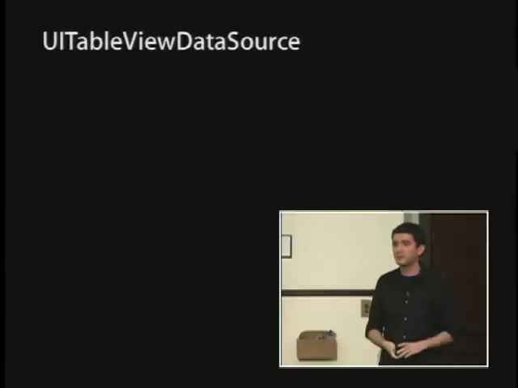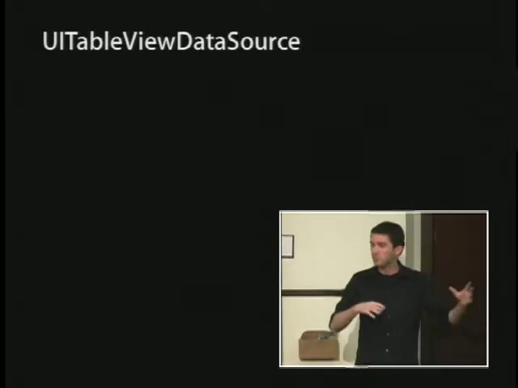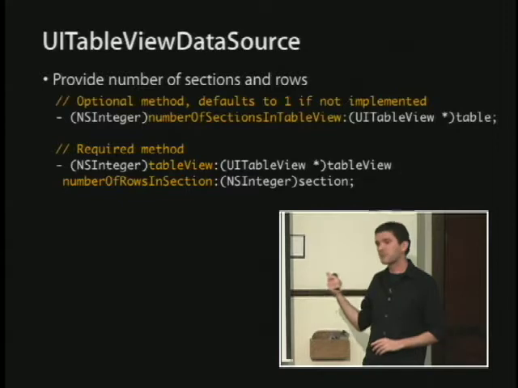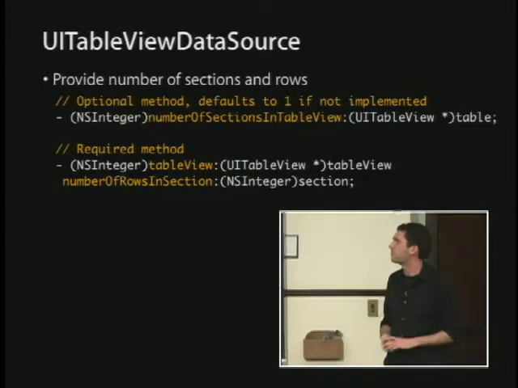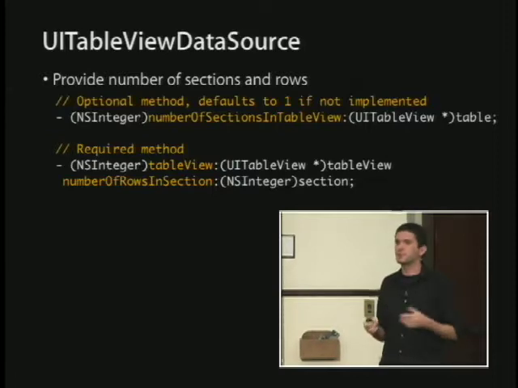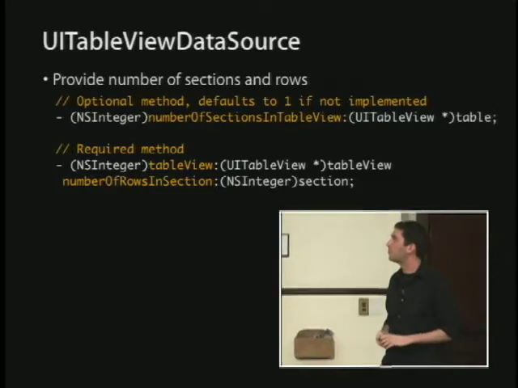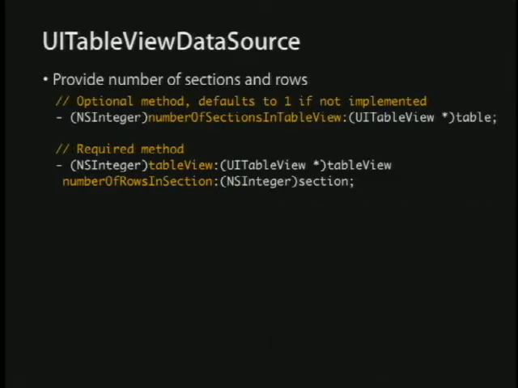So that's declared with the UITableViewDataSource protocol. It's another Objective-C protocol, so @protocol UITableViewDataSource. It provides a number of sections and a number of rows, the first two methods that you can implement. The first one is actually optional. numberOfSectionsInTableView lets you specify how many of those sections we were just talking about your table view should have. The default, if you don't implement it, is 1, so you don't actually have to implement that unless you need more than one section.